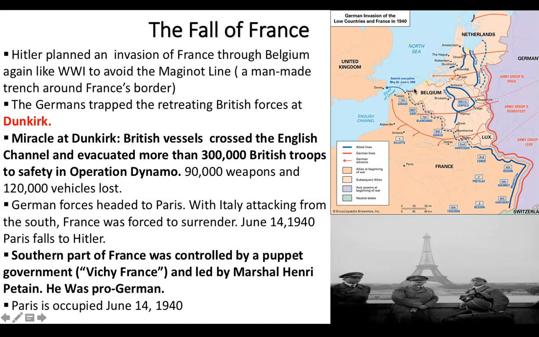And so they call it the Miracle of Dunkirk, because in this Operation Dynamo, they're able to basically evacuate about 300,000 British troops safely, but thousands of men do die, and about 90,000 weapons were destroyed, 120,000 vehicles were lost, many people were picked off on those beaches by the Luftwaffe. Men suffered some serious PTSD, post-traumatic stress disorder, as they were basically just waiting to die on this beach and waiting to get picked up.